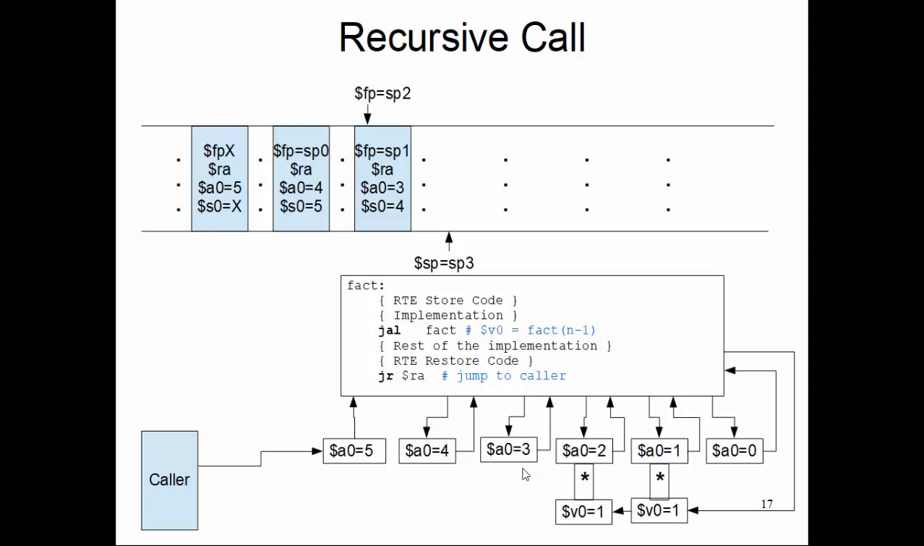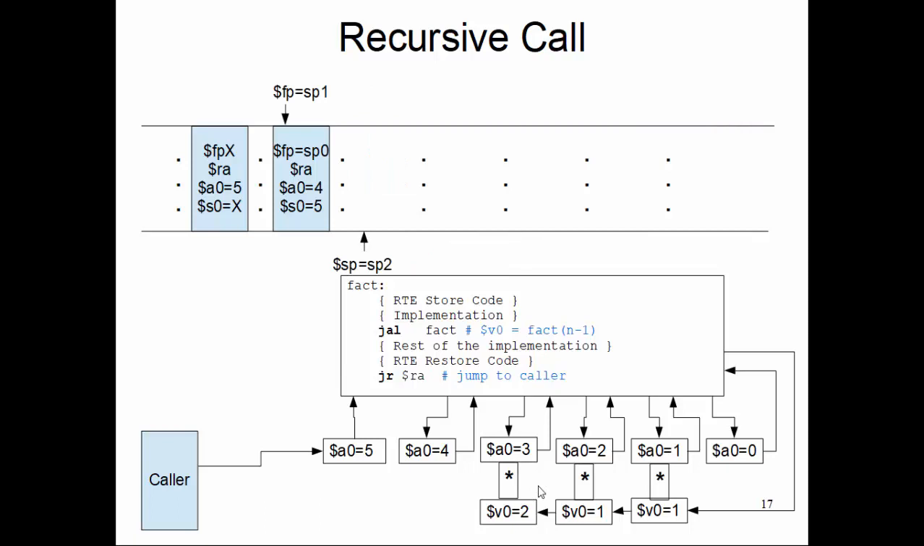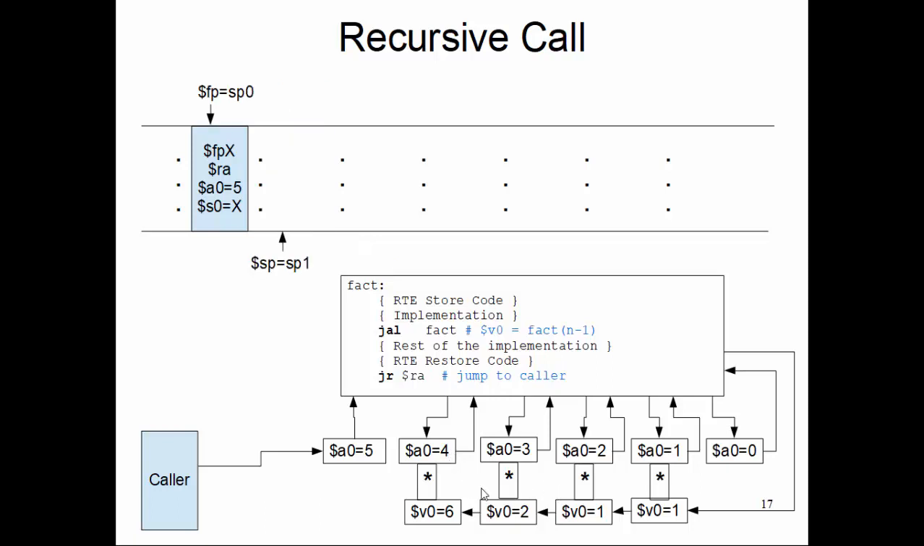Now at this instance of the call, which was originally called from the caller, right? 24, A0 5, multiply, pop the frame, the stack pointer goes back to its place, and V0 is returned as 120. So that's how your factorial routine works.